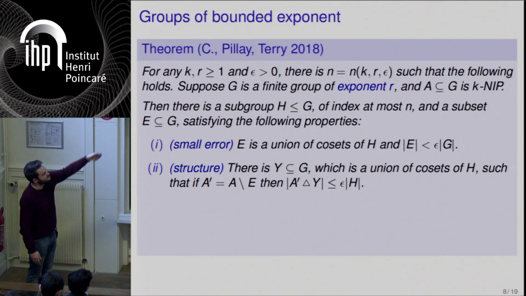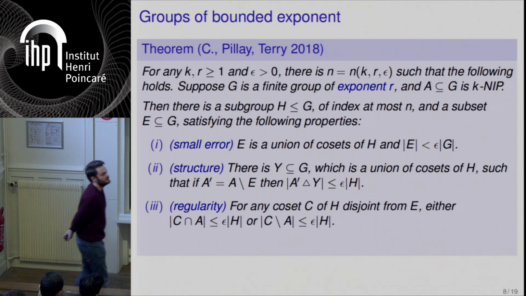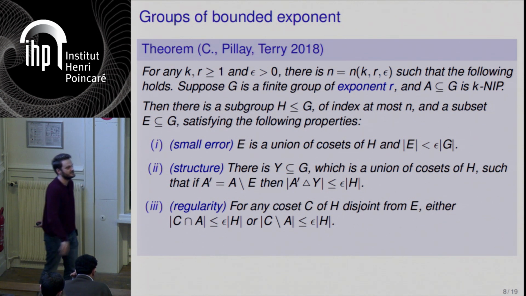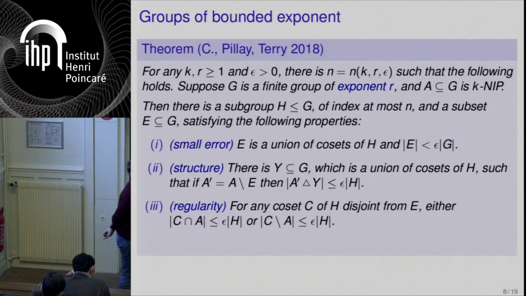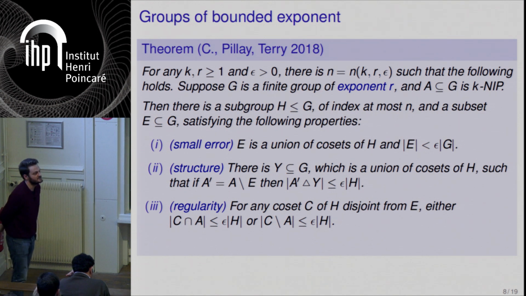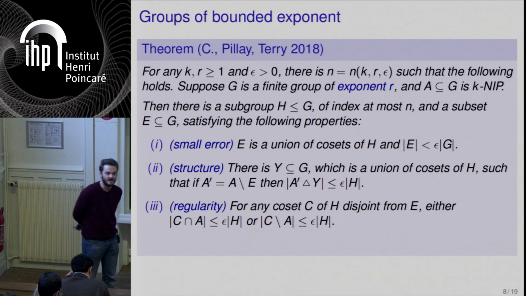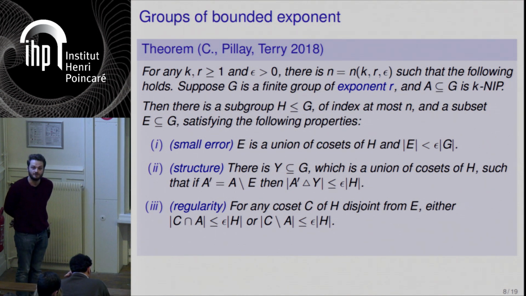And this gives us this nice strong bound that allows you to then deduce a regularity statement. If you take a coset of H which is not in this bad set, this error set E, then either it intersects the set A in almost nothing or almost everything. So it's just like in the stable case, except we introduce a union of cosets, which is kind of the bad or irregular elements, and it works for groups of bounded exponent only. And I'm going to say hopefully more about that in the rest of the talk.